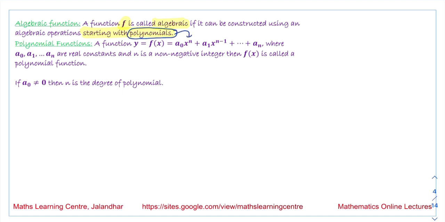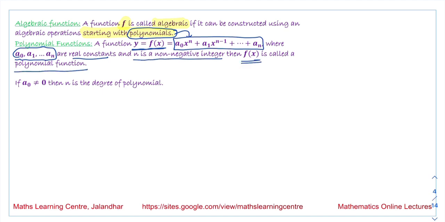So we are saying a function y is equal to f(x), which is of the form a0 x raised to the power n plus a1 x raised to power n minus 1 plus so on up to an, where a0, a1, an are real constants and n is a non-negative integer, then this f(x) is called a polynomial function. We have already studied p(x).